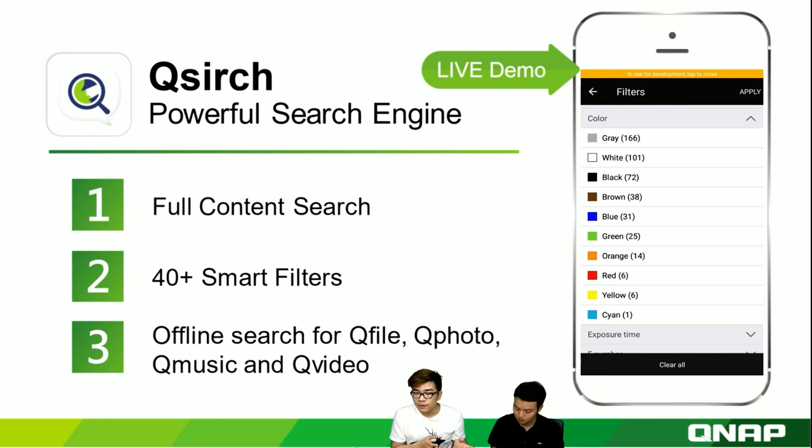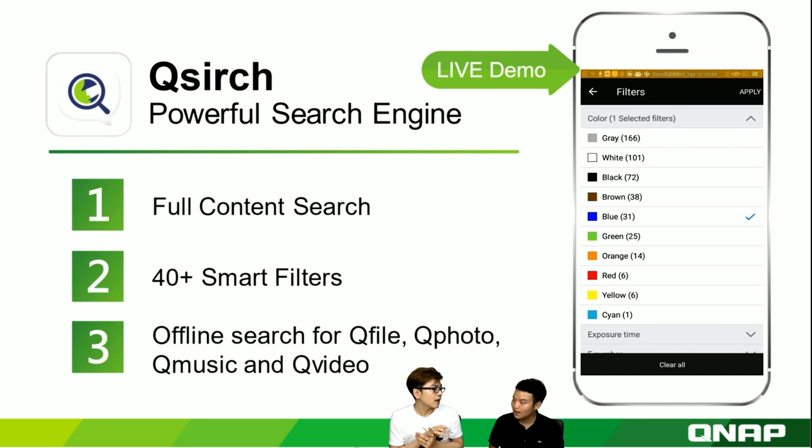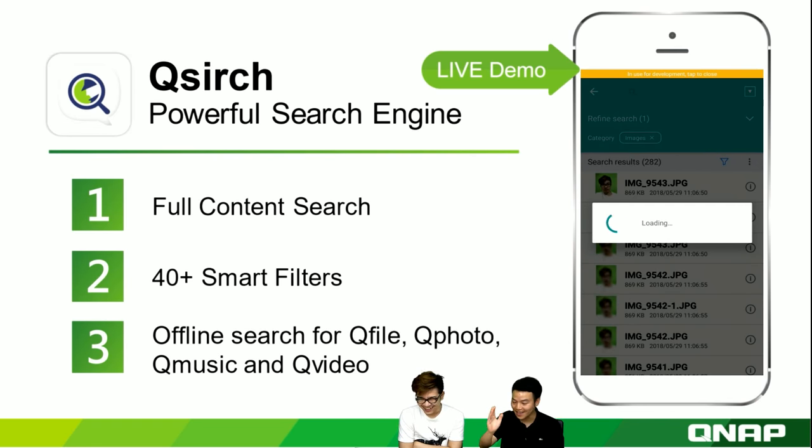Even on your cell phone, don't think that the color filter can only be active on your NAS. You can now use it on your cell phone. So QSearch is very powerful, I can say the most powerful of all the apps for mobile or for the NAS. Okay, I have finished introducing. That's nearly everything about QSearch.